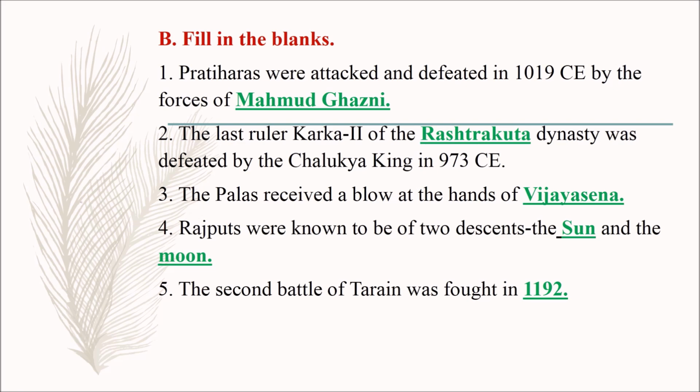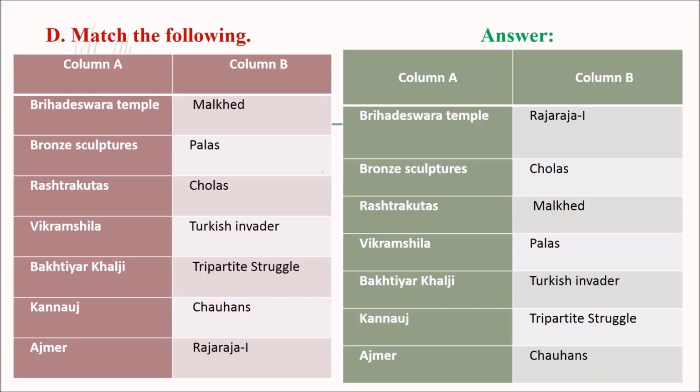Question number 3. The Palas received a blow at the hands of dash. So the answer is Vijayasena. Question number 4. Rajputs were known to be of two descents, the dash and the dash. So the answer is the sun and the moon. Question number 5. The second battle of Tarain was fought in dash. So the correct answer is 1192.